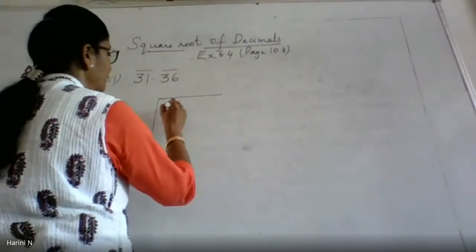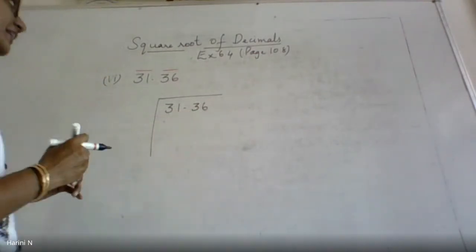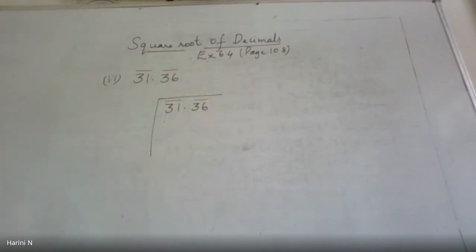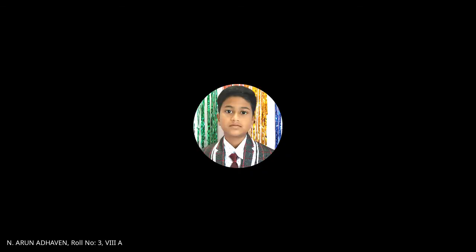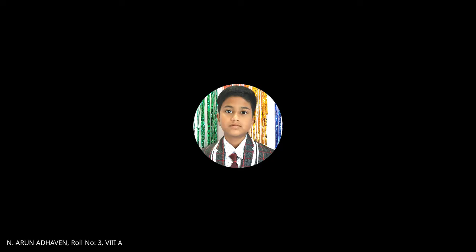31.36 is the new number. The two blocks are already ready. 31, which is the nearest square number for that? Ma'am, 5 square. Ma'am, we can go by 5. Whereas 6 square is 36, it can't be done, ma'am. That will not be taken.